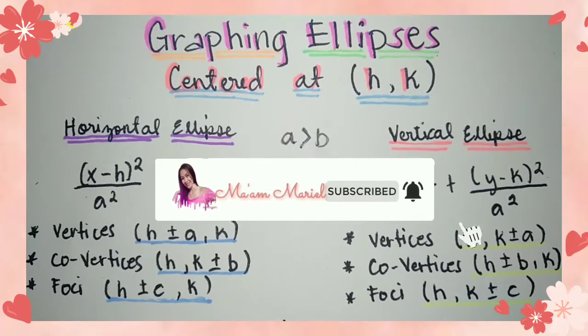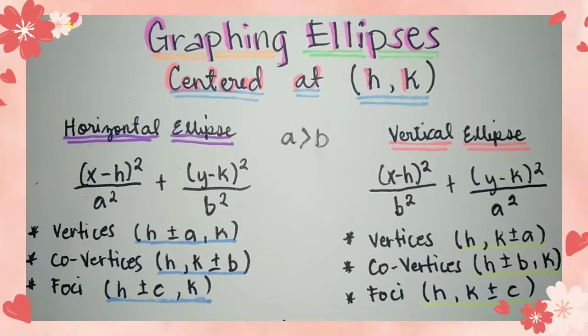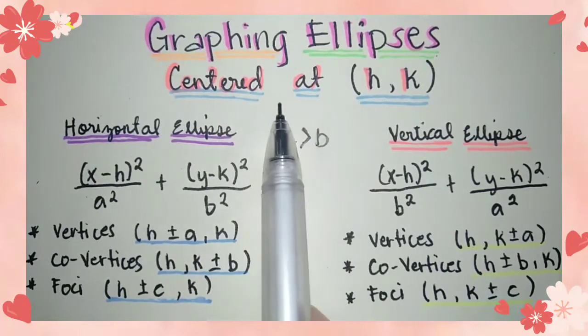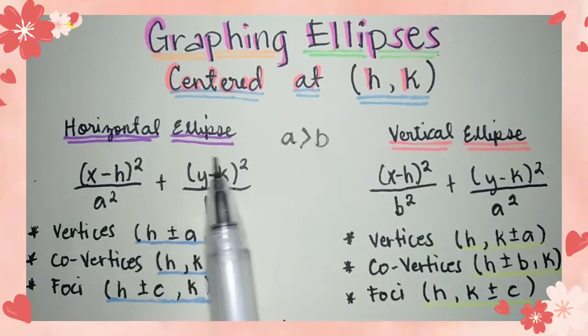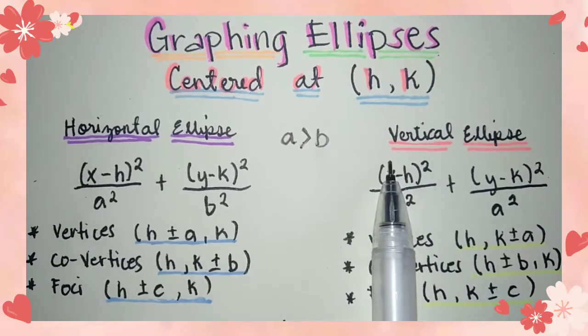So for this video, we're going to discuss all about graphing ellipses centered at H and K. The last time, I've uploaded already all about graphing ellipses centered at origin or in 0, 0. So ngayon, i-discuss ko is all about graphing ellipses centered at H and K, okay? So we have two ellipses, horizontal ellipse and vertical ellipse.